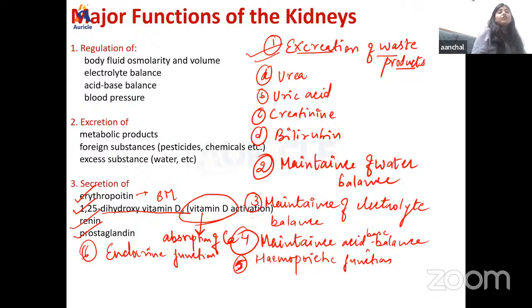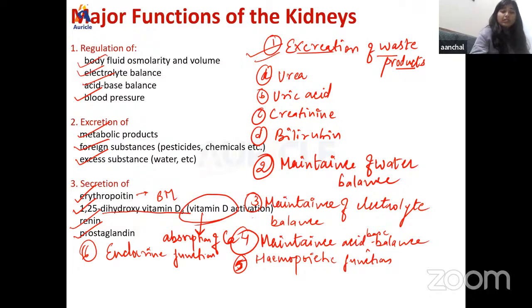These all are very important functions. And this is a very important question for the university exam also. So again, I'm going to repeat the major functions of the kidney. The first we have regulation of blood fluid osmolarity and volume, that we have discussed. Then electrolyte balance we have discussed, and acid base balance we have discussed. Then blood pressure, as we have discussed, it is responsible for maintaining long-term regulation of arterial BP. Then excretion of metabolic products, foreign substances, and excess substances like water. Then it also produces the secretion of some hormones, that is erythropoietin, 1,25-dihydroxyvitamin D3, renin and prostaglandin. So these are the major and important functions of the kidney, right?